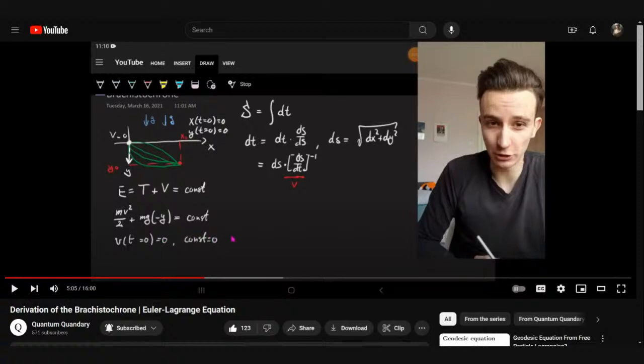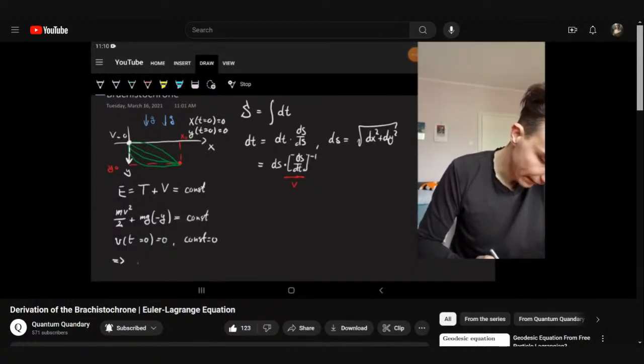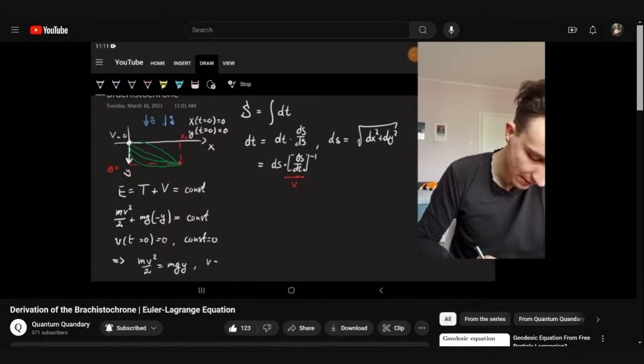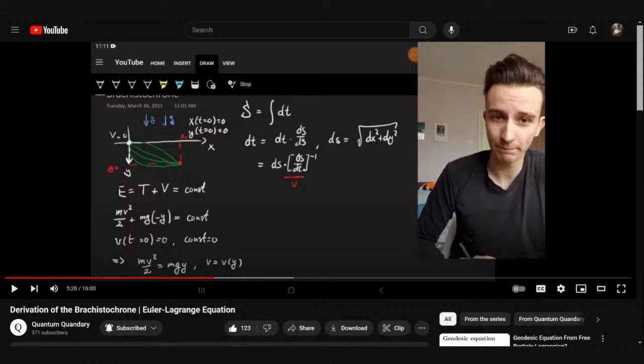It doesn't matter, some constant. 0 plus 0 equals constant. And this means, in turn, that mv squared over 2 is equal to mgy. So we have that v is just a v of y. So m drops out. I guess you multiply by 2. So v squared is equal to 2gy, or v is equal to the square root of 2gy.